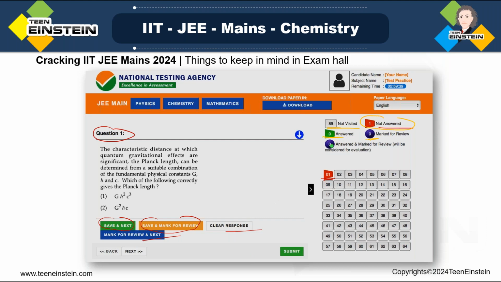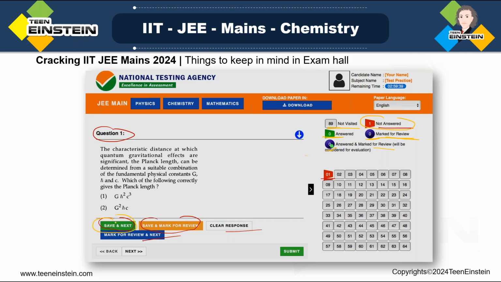Now there are 2 more colors, purple. Purple with a green dot and purple without a green dot both mean mark for review. But purple with a green dot means it is already answered, but still marked for review, so that you can come back later. If somehow you forget to come back later, remember that it will be considered for evaluation. But for the category where it is only marked for review, that means it is not answered. You will just come back later, and if you forget to come back, it will not be considered under evaluation. So that is the difference between these two purples.